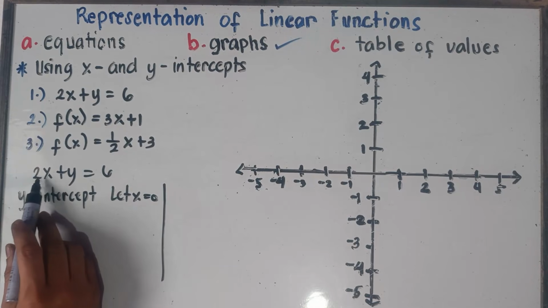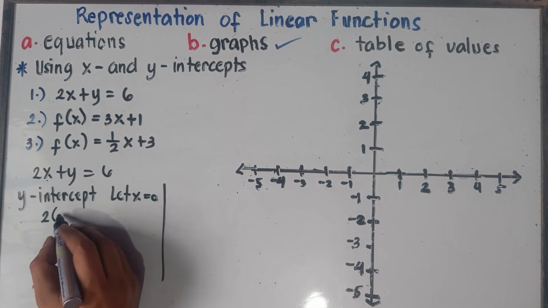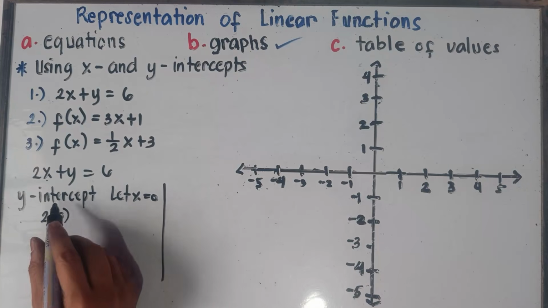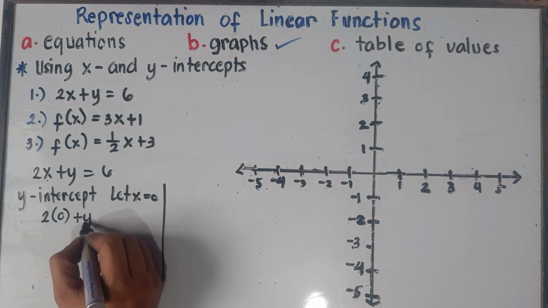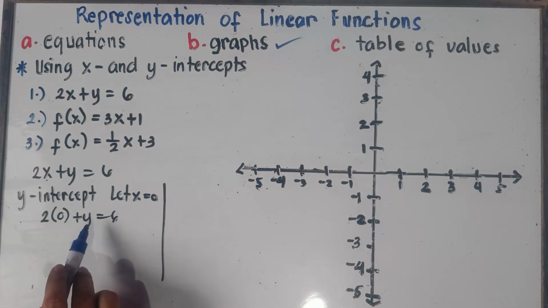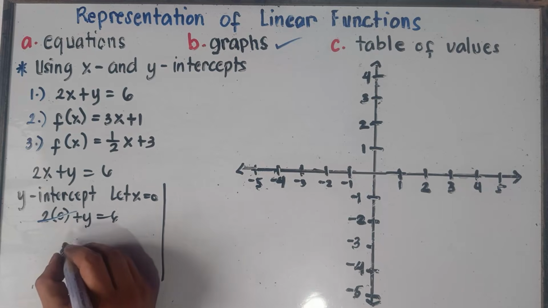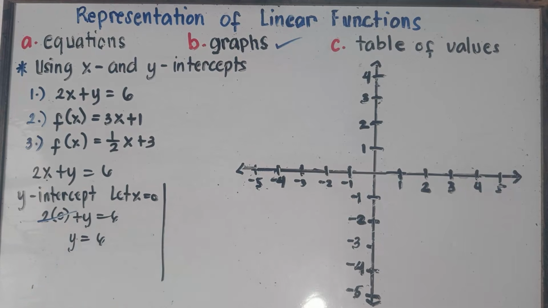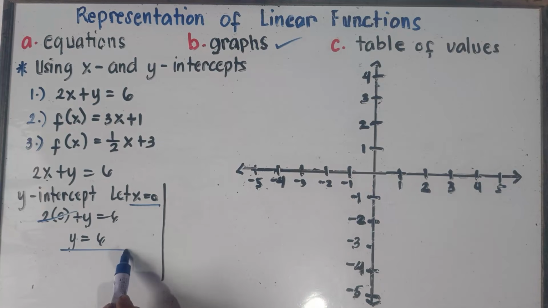Now if you have 2x, it means 2 times x. So 2 times the value of x, that would be 0. We let x equal to 0 for us to get the y-intercept. So 2 times 0 plus y equals 6. Now 2 times 0 is 0, so you can just cancel that out. So y is equal to 6. Therefore, class, if the value of x is 0, y is positive 6. So our y-intercept would be positive 6.